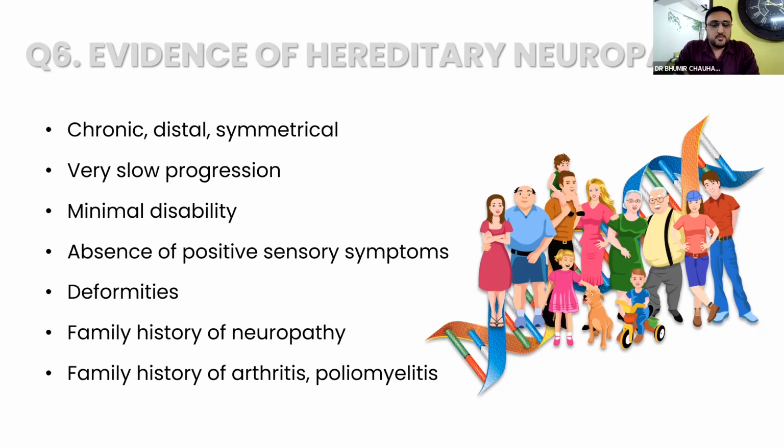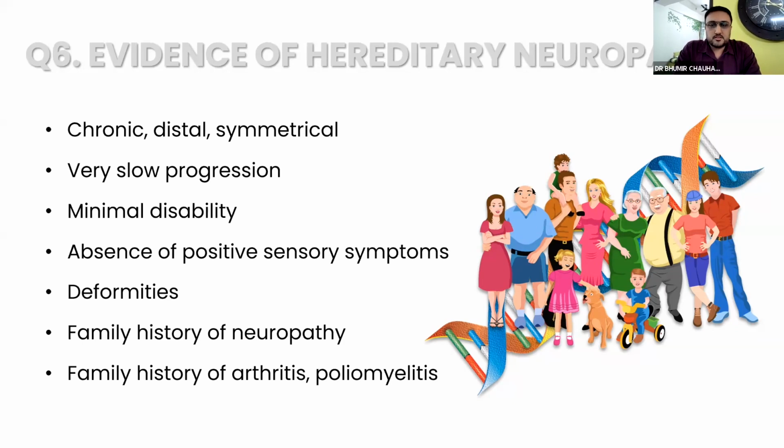They will be very, very symmetrical. They will not have any asymmetry. They will be very classically symmetrical. Very slow progression. In fact, it might not be progressive as well. The patient can report the symptoms being of the same severity in the last 5 years or 10 years. The patient might not be that much disabled by it. It might not be painful also. It is just that there might be some loss of function, sensory or motor. The patient will not report any pain, no paresthesias, no tingling, no burning.